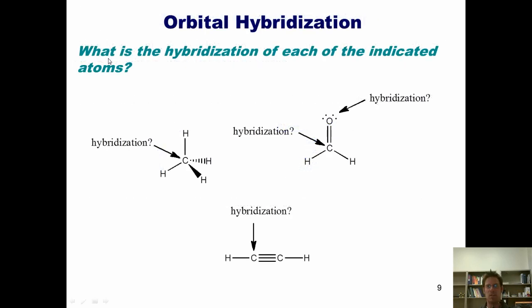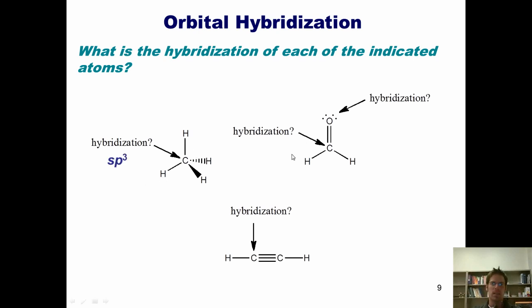What is the hybridization of each of the indicated atoms? Let's start at this one. See this carbon? We're going to count how many things are around it. By things, I mean atoms or lone pairs. This carbon has a hydrogen, a hydrogen, a hydrogen, a hydrogen. I count 4. There's 4 hydrogens. So what's its hybridization? It's sp3.